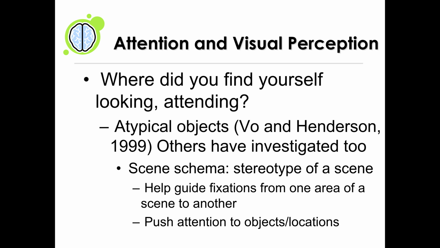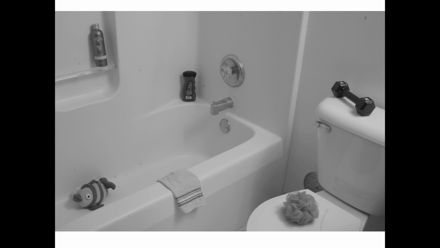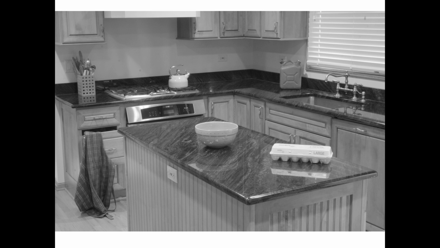So the reason that your vision is being pushed to this object is that you have what's known as a scene schema. A scene schema is a stereotype of a scene. What do you typically find in a bathroom? Well, probably some soap, maybe a toy, a towel. You probably don't find a dumbbell. So if you see a dumbbell, your attention's going to be pushed to it, because it typically is not located within a scene.